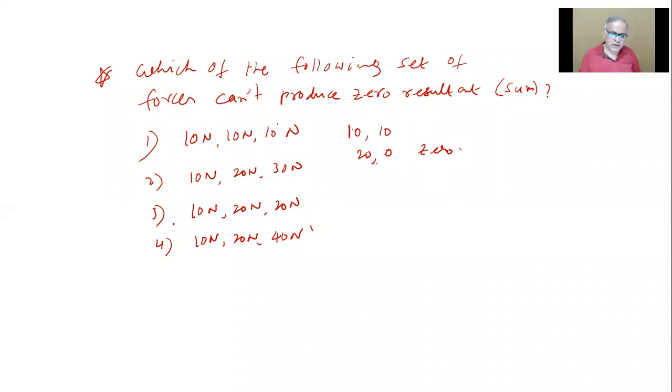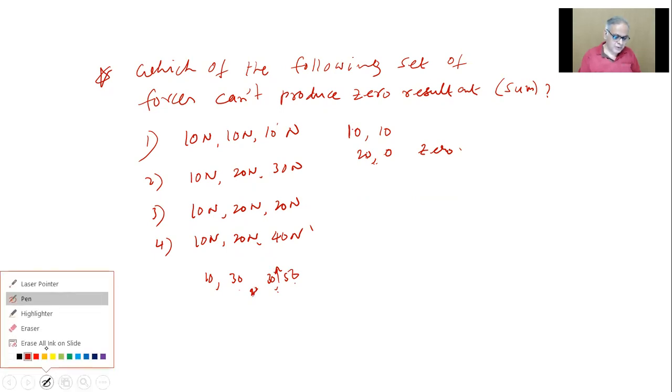Similarly for the other two also, but for the fourth one, you can take any two, say 10 and 20. Minimum is 10, maximum is 30. So 20 cannot produce a 0 resultant with anything. Or you take 10 and 40, even more bad, because minimum is 30, maximum is 50. So the result is between 30 and 50, which is greater than 20, and this 20 will produce a net value. So you cannot get 0 resultant, right?